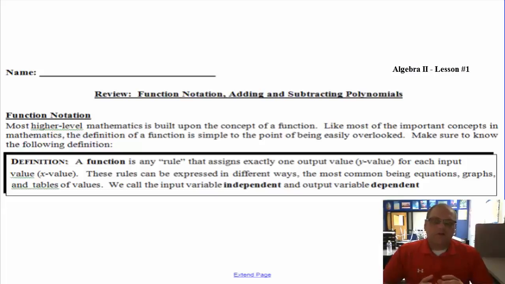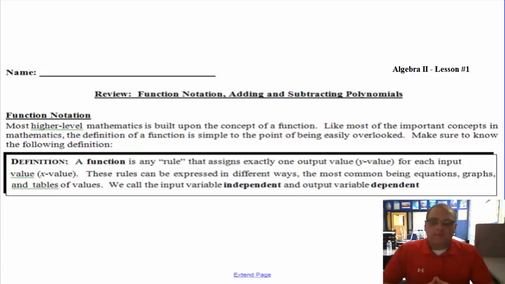This is your first video of the course, and it's going to be a review. We're going to be reviewing function notation and adding and subtracting polynomials. Not necessarily related topics, although you will see polynomials within functions. But we do need to get this function notation down because you're going to see a lot of functions in this course. You should have done it in Algebra 1. If you didn't, or you don't remember, well, that's why we're doing this now.